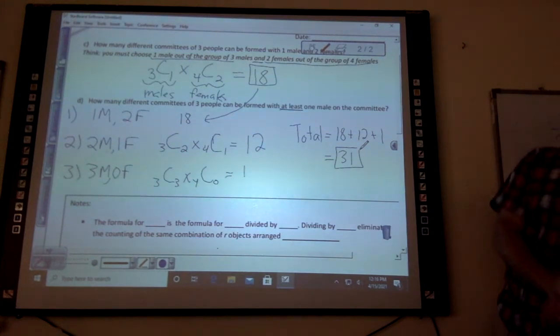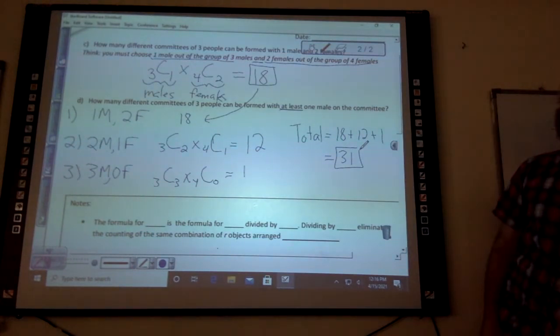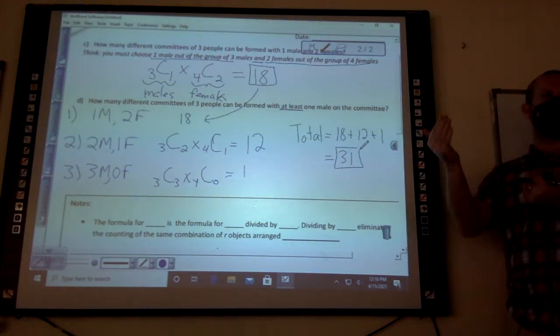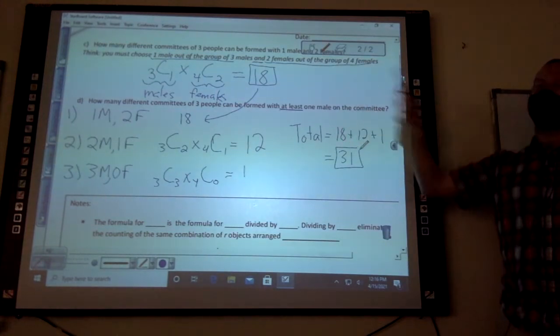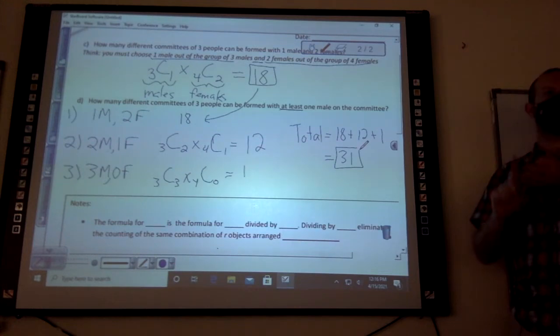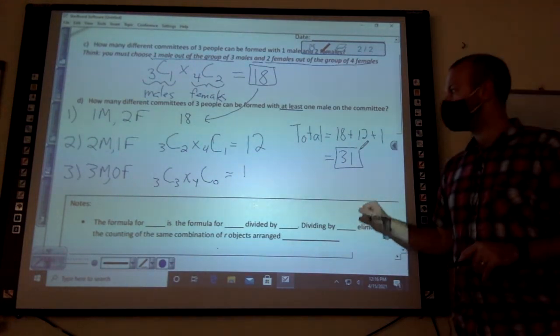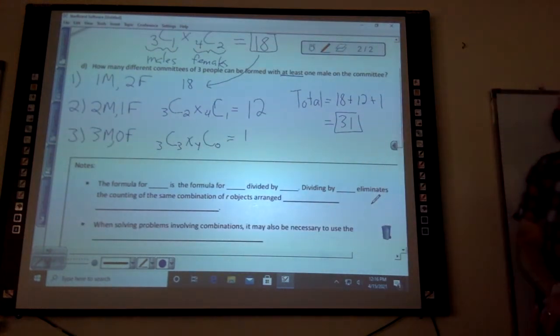So anytime you're given at least or at most, you're going to deal with multiple cases like this. At least means you need to have that many or more, and if you have at most, like if I said at most 1 male, that would mean you could have 1 male or no males. So you just need to be aware of that. I'll give you a sec to jot that down.